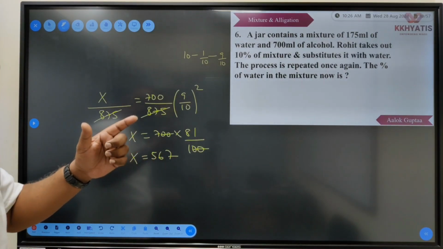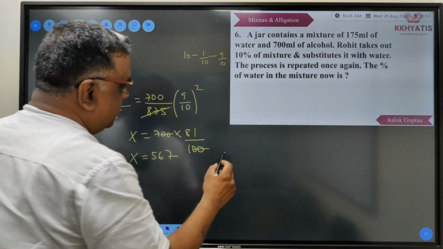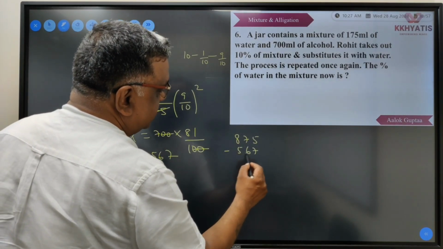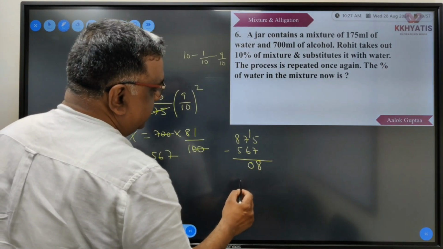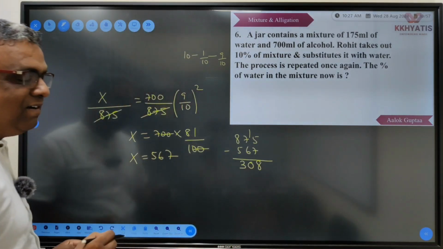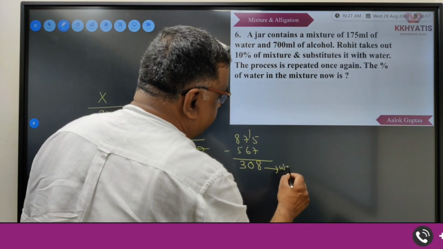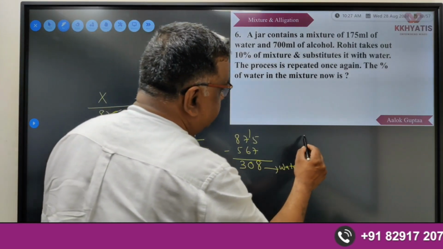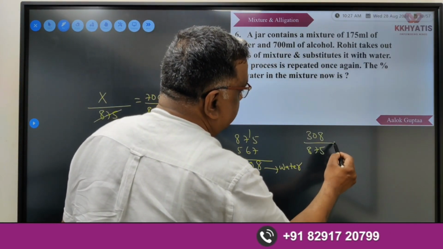But we have been asked the percentage of water. So if 567 alcohol is left, total was 875 minus 567. So this will be 15 minus 7, 8, 6 minus 6, 0, and 8 minus 5, 3. So 308 liters of water is left in the end. But I'm being asked the percentage. So percentage would be 308 of total 875 into 100.